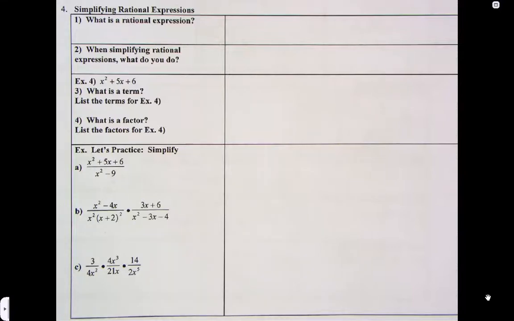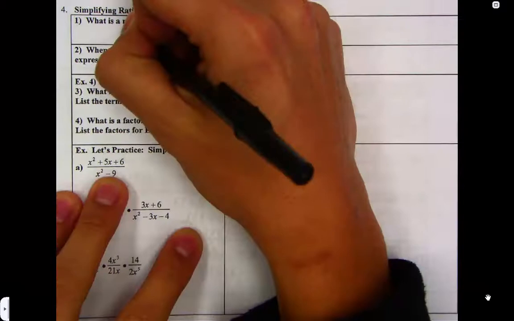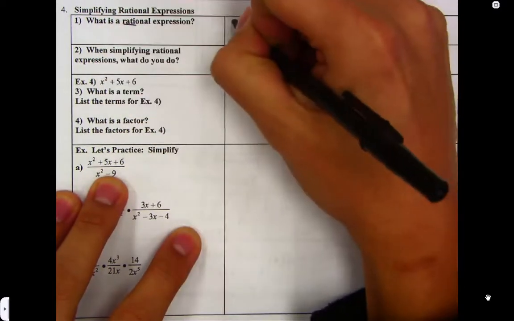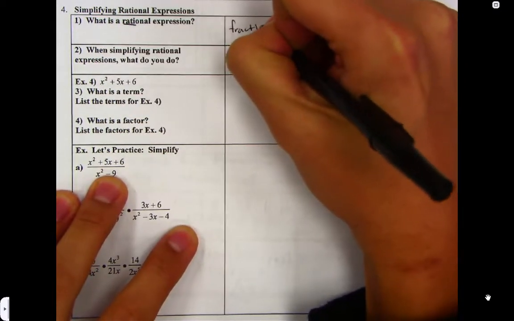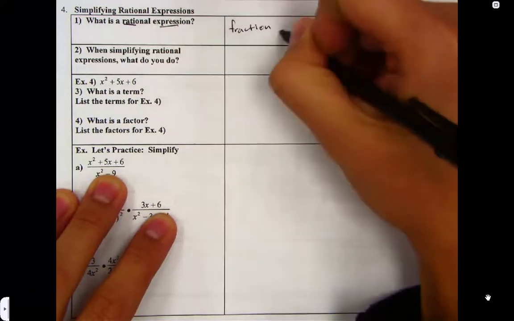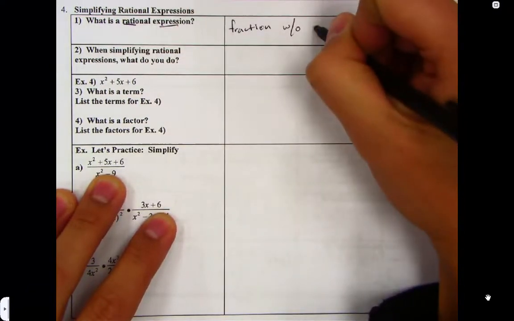Notes 7.2. Simplifying rational expressions. Question number 1. What is a rational expression? Rational comes from ratio, so it's a fraction, something you can write as a fraction. Expression means without an equal sign.